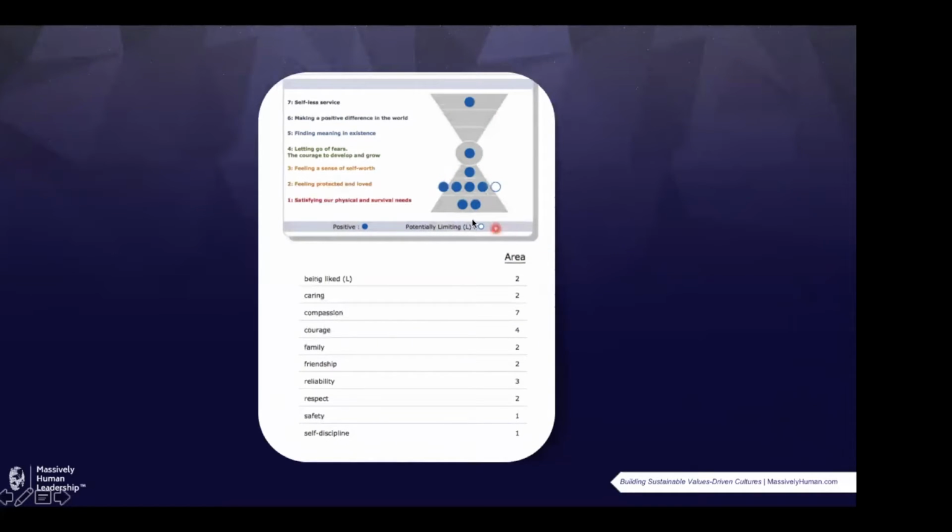Here's another one. Notice a lot of cluster around level 2. Remember I said where are most of your dots? That's where most of your energy is. Now, this person is a recent empty nester. Lots of level 2 values, being liked, caring, family, friendship, respect. So a lot of level 2. And now kids have grown, and this woman is in her early to mid 40s, saying, what's happening now? What do I do now?